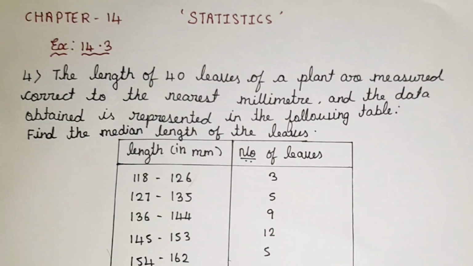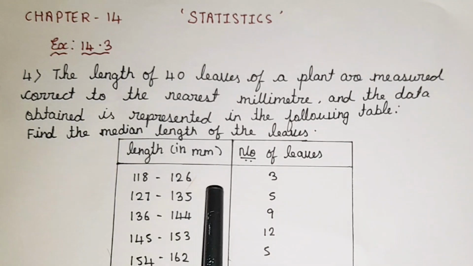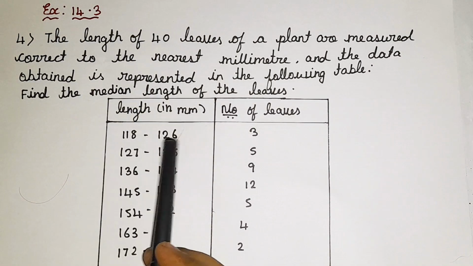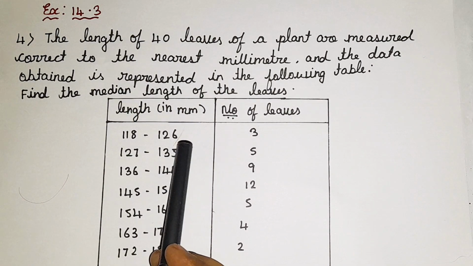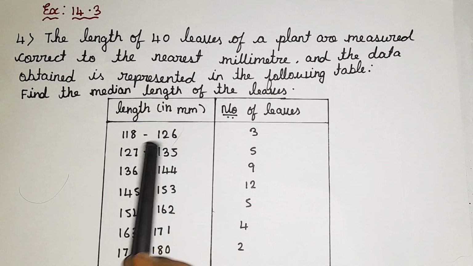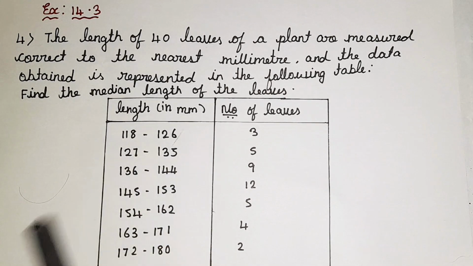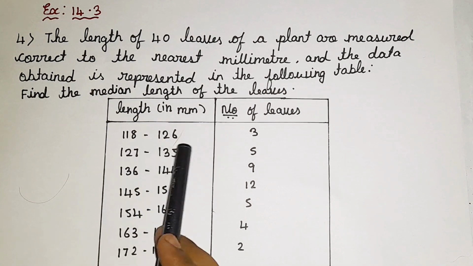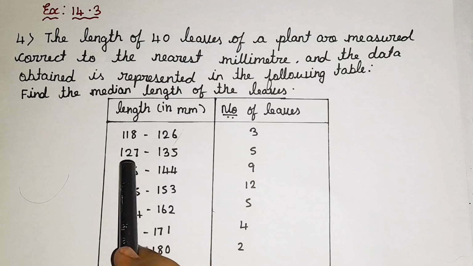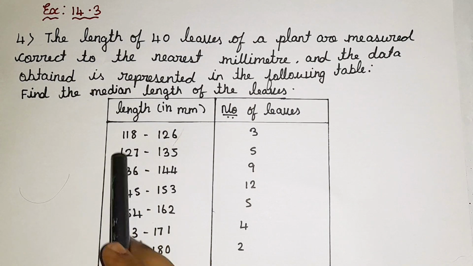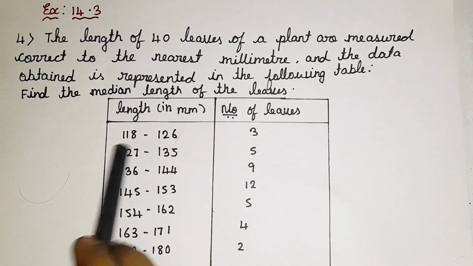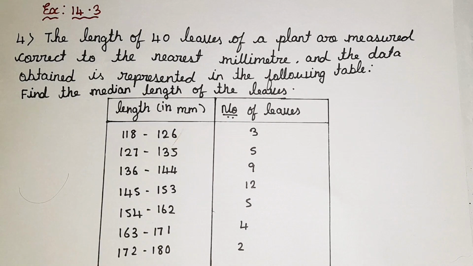But here there is a twist. When you check it out, here we have 118 to 126, isn't it? But when you look at it carefully, they are not continuing. Since we have 118 to 126, are they continuing? No. Why? Because here we have 127. So they are not continuing. This is a twist in this question.